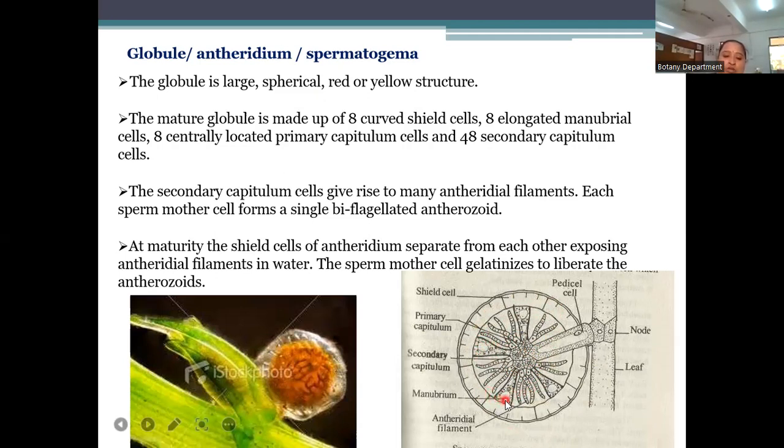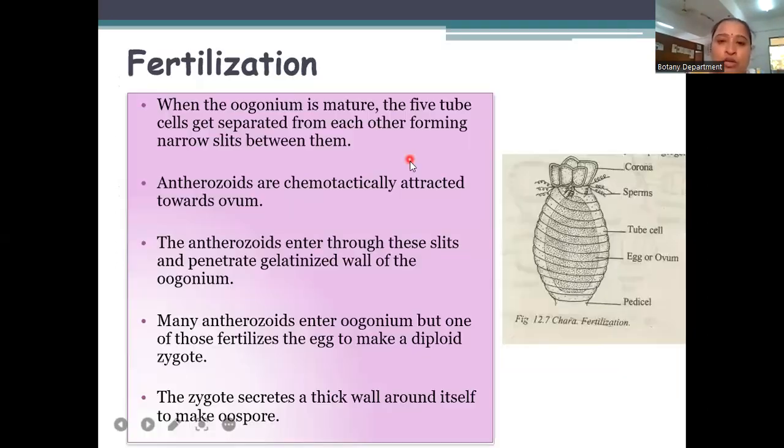Each spermatogenous filament consists of nearly 200 cells. From each cell, a biflagellate coiled antherozoid is formed when mature. They escape from the antheridial wall through a pore. This is the development and structure of the globule.